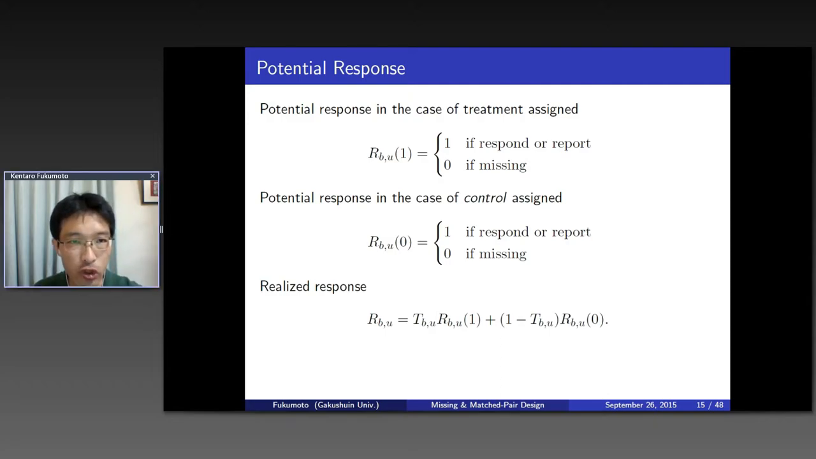So now I introduce a potential response. Potential response in the case of treatment assigned is denoted by R of 1. And it is equal to 1 if the unit responds or reports, and 0 if the unit is missing. Similarly, potential response in the case of control assigned is denoted by R of 0. And it is equal to 1 if the unit responds, and 0 if it is missing. Then realized response, R sub bu, is equal to R of 1 if the unit is treated, and R of 0 if it is not treated.